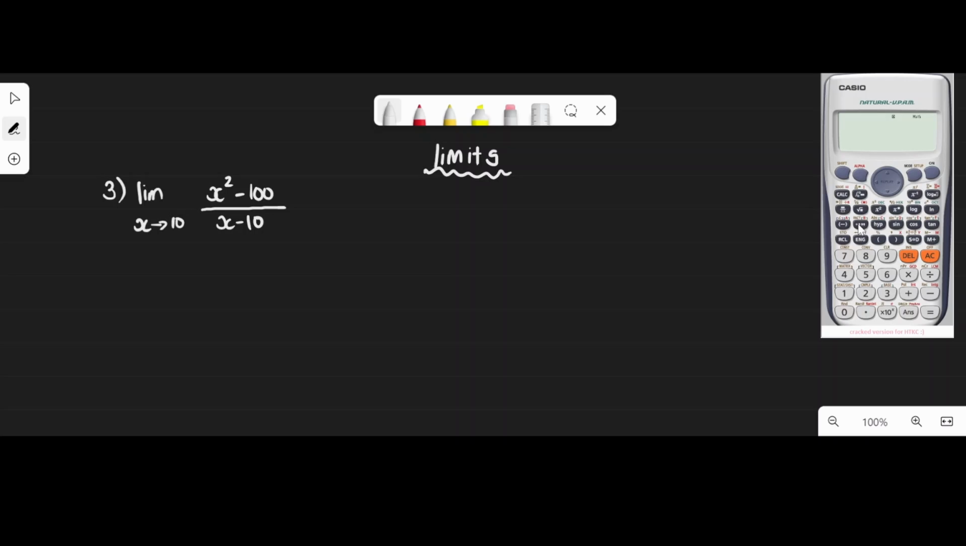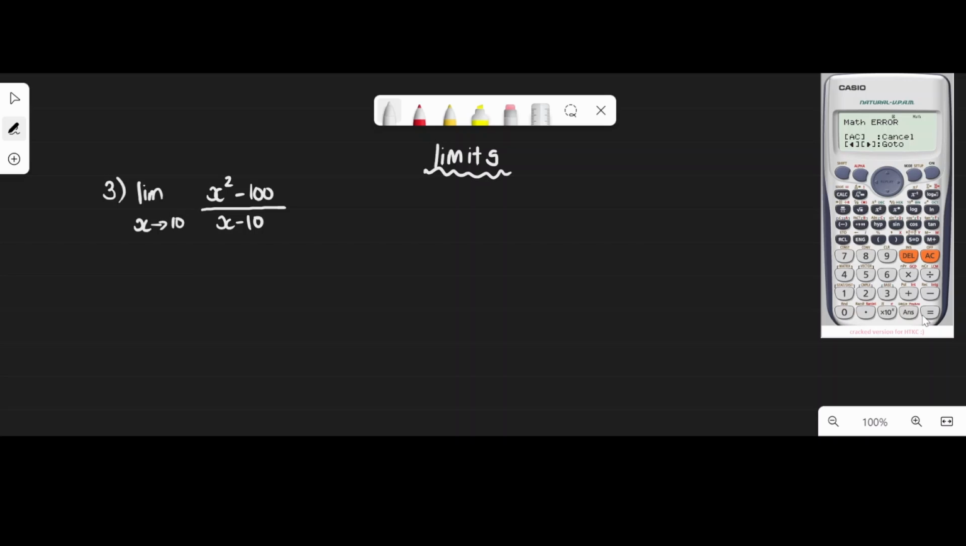You're going to take your calculator and press the fraction sign because this is a fraction. Then open a bracket and put whatever the limit approaches, which is 10 in our case. So you say 10, close your bracket. Then press the square sign, then say minus 100. Now we go down, open your bracket, say 10, close bracket, minus 10. Then press equals. Then we see that we get a maths error.